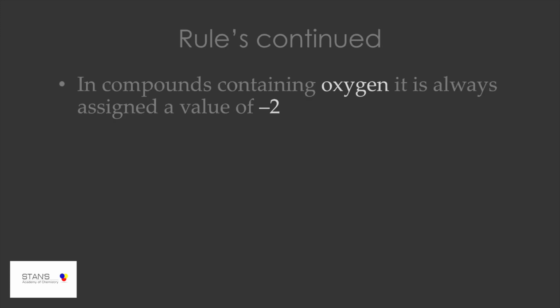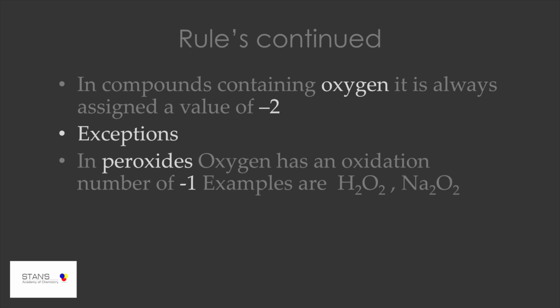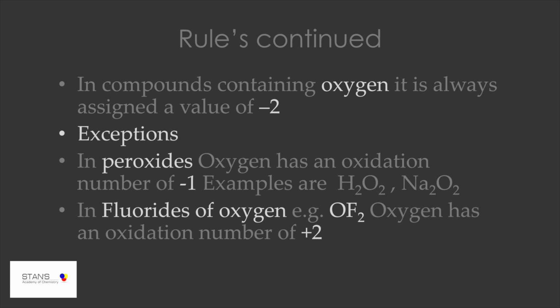In compounds containing oxygen, it is always assigned a value of -2. That's the most common oxidation state. But there are exceptions here. Peroxides, like hydrogen peroxide or sodium peroxide, where oxygen tends to have an oxidation number of -1. Again, if oxygen tends to combine with fluorine, it forms fluorides, 2 of them. And we already know that fluorine is the most electronegative element in the periodic table.